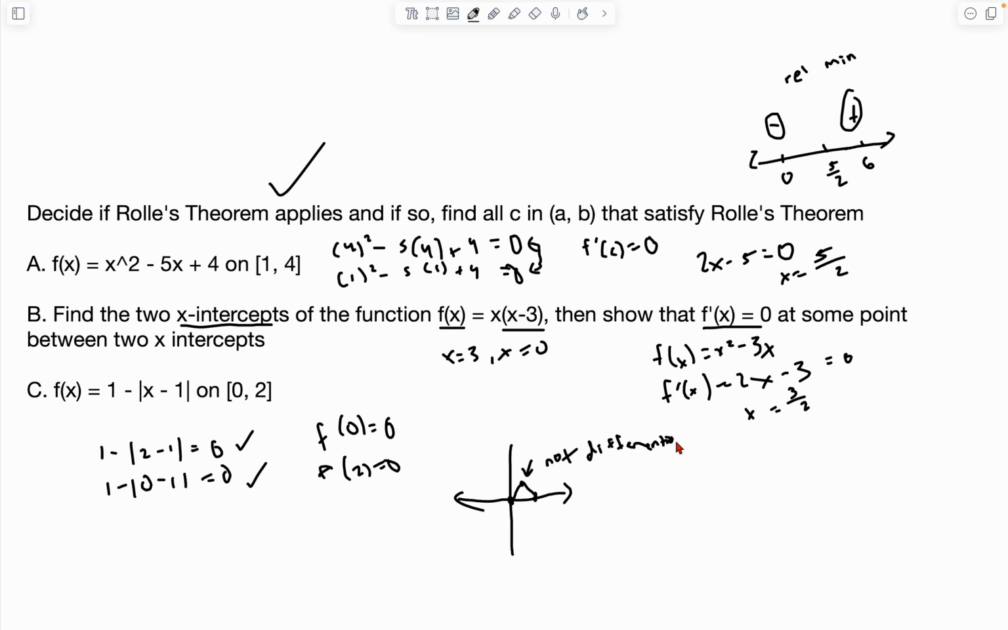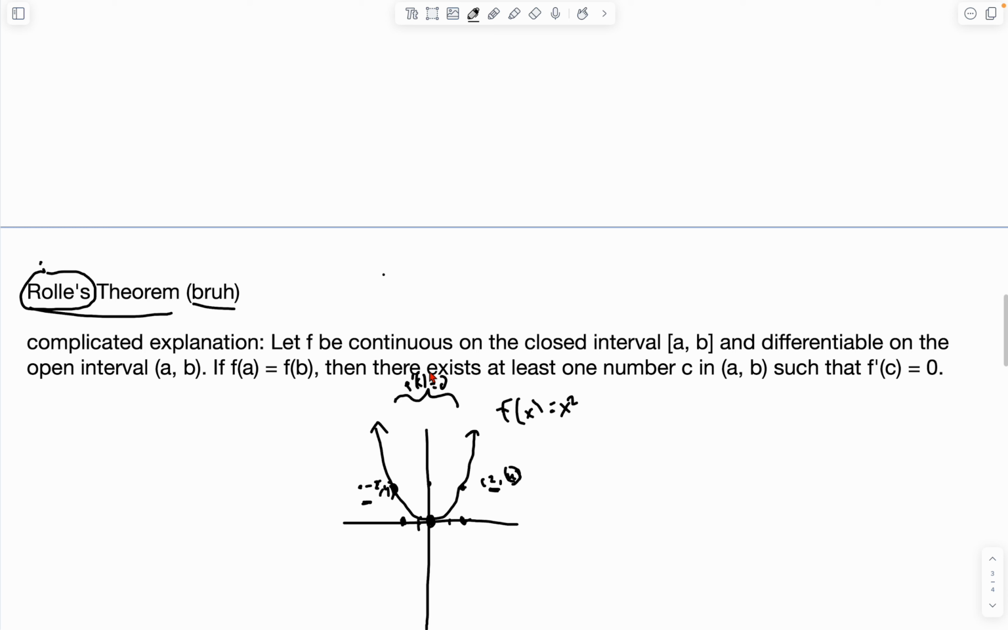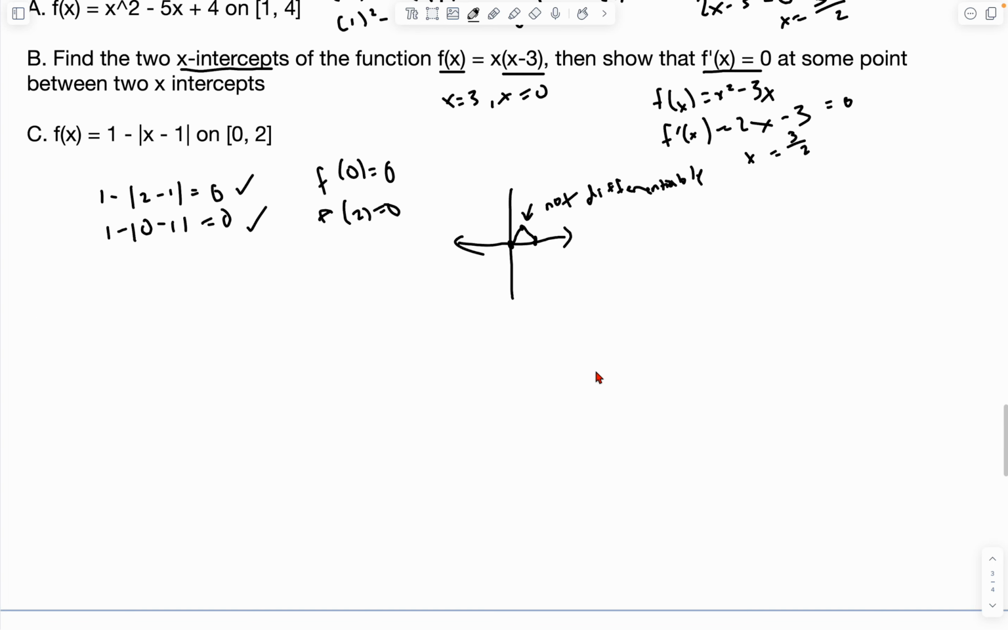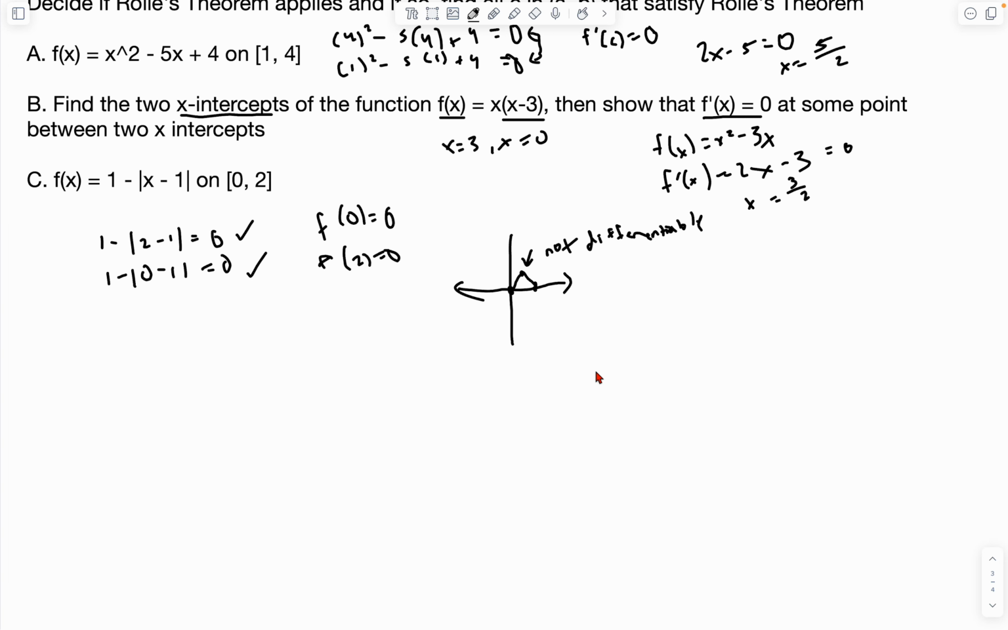So you have to be careful with Rolle's, because it states that the function has to be continuous and it has to be differentiable. So these are two very key things that you have to make sure you do completely right when you're talking about Rolle's theorem. Okay.